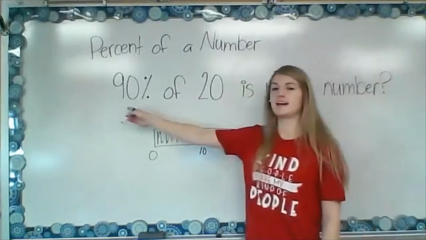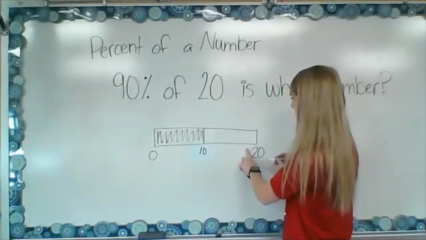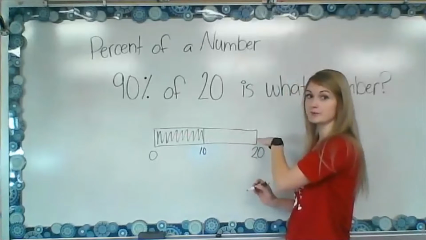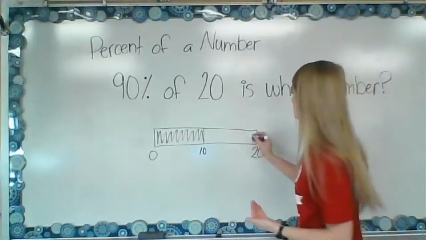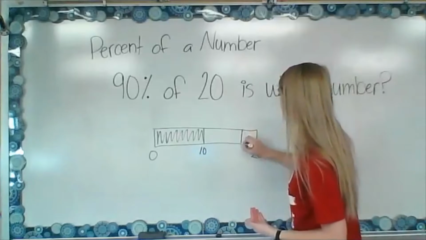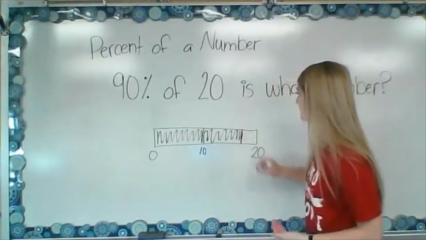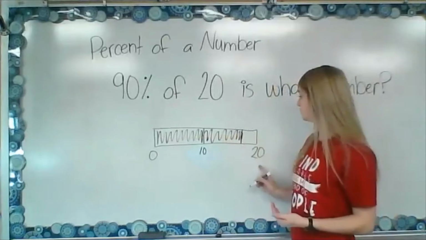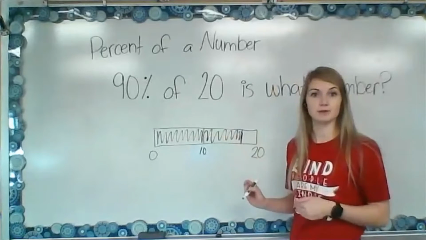But my question asks for 90, which means, if I fill the whole thing, that'd be 100% filled in, right? But we're only filling in 90%. So that's only going to be like here. How much of this? 90% of 20 is going to be what number? That's what we're trying to figure out in these problems.